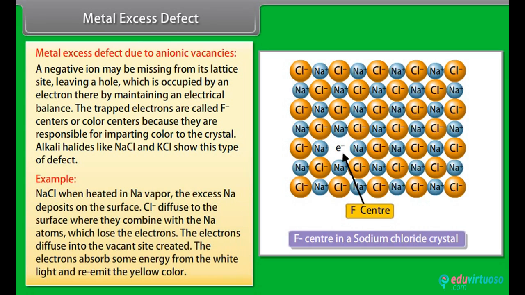Example: NaCl when heated in Na vapor, the excess Na deposits on the surface. Cl⁻ ions diffuse to the surface, where they combine with Na atoms which lose electrons. The electrons diffuse into the vacant site created. The electrons absorb some energy from the white light and re-emit the yellow color.